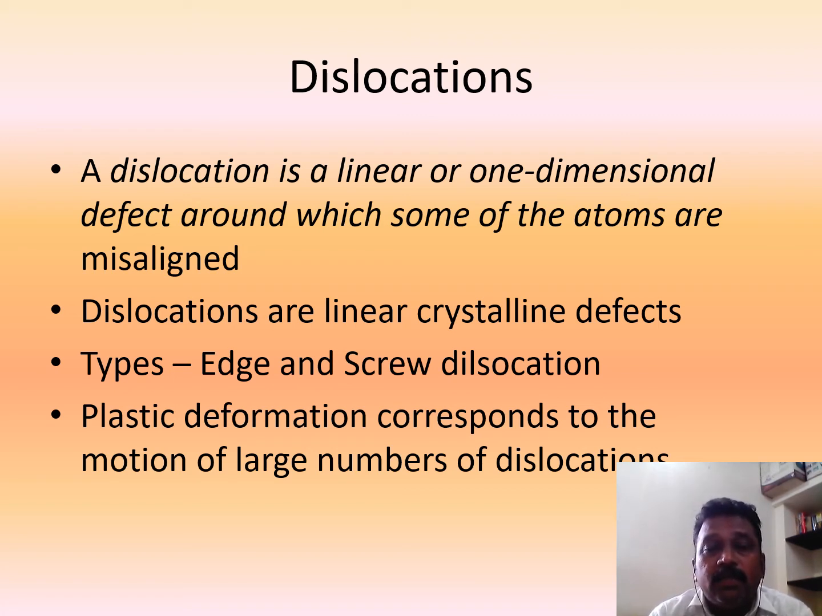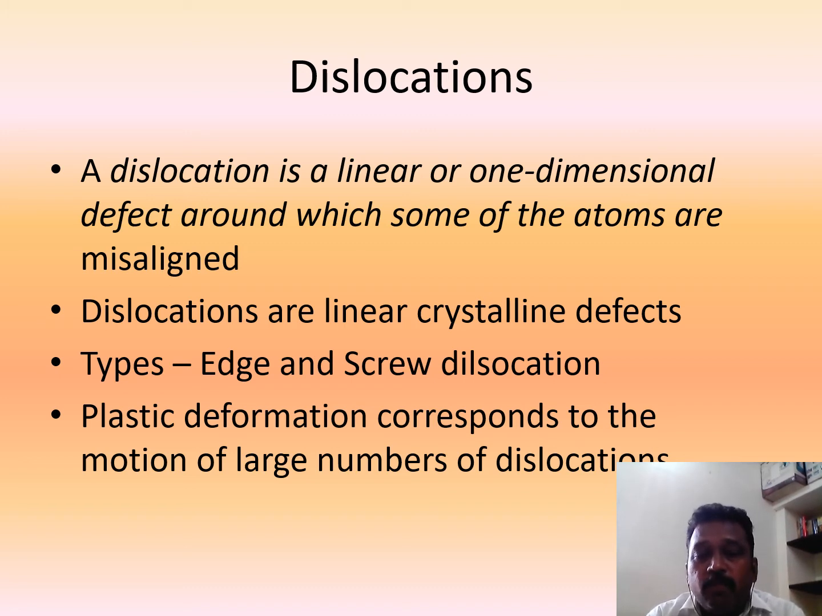Dislocation is a linear or one-dimensional defect around which some of the atoms are misaligned. So these are called linear crystalline defects. And then there are two types. One is edge dislocation, another one is screw dislocation.